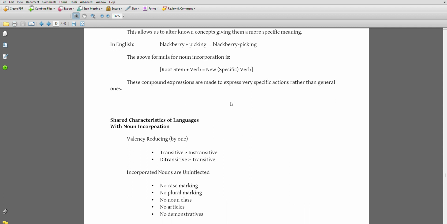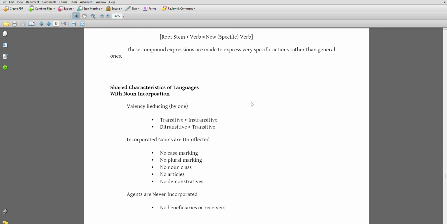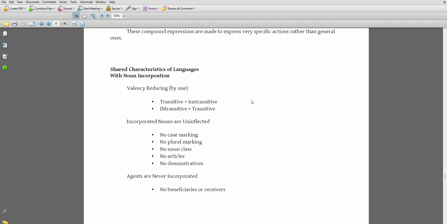Shared characteristics of languages with noun incorporation. Valency reducing by one, either transitive to intransitive or ditransitive to transitive. Incorporated nouns are uninflected. No case marking, no plural marking, no noun class, no articles, no demonstratives. Agents are never incorporated. No beneficiaries or receivers.